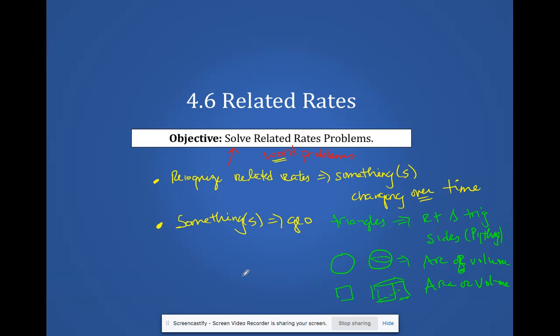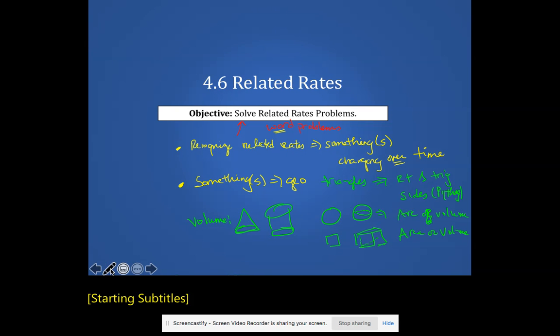Also, there are cones and cylinders, right? Volume. So for any of these things, you can reach back into your geometry knowledge and write an equation.